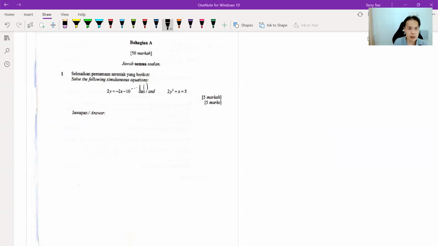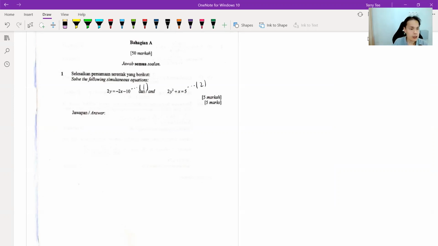So this is your equation 1, this is your equation 2. I think the easiest way is to make x the subject. Reason being, if you make x the subject, I can just substitute directly. If I make y the subject, I have to square it, and then I have to sub inside and multiply with 2, right? So it's a bit longer.